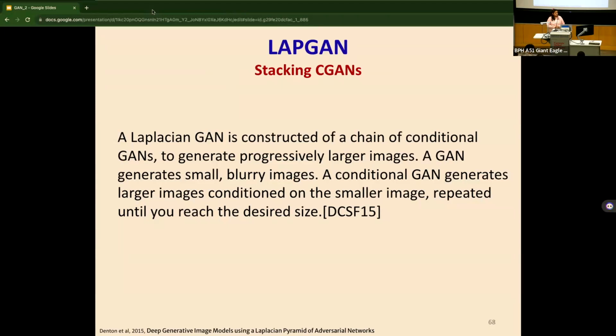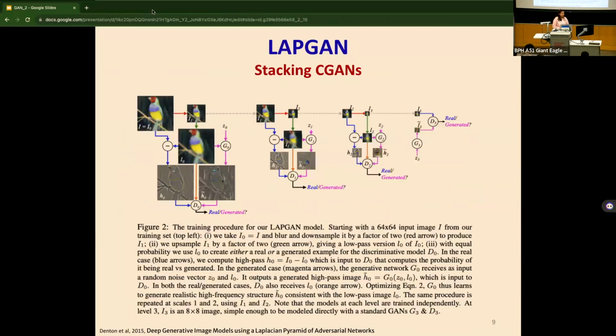Another type of GAN is the Laplacian GAN, which is constructed as a chain of conditional GANs. It is basically one conditional GAN after the other with some added noise. How it looks is this. You have an image, you have some noise, and you get some output from your conditional GAN. Here again, as in a conditional GAN, you are supposed to provide a condition, so you are conditioning it on the image. Then the output that you get, you pass to another conditional GAN with some added noise, and you keep doing it until you get your desired result.